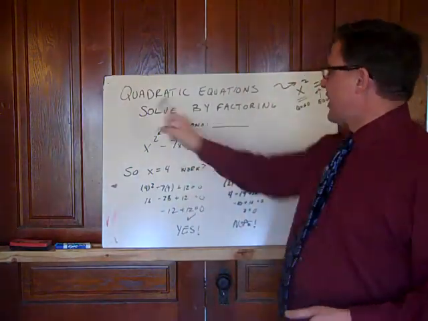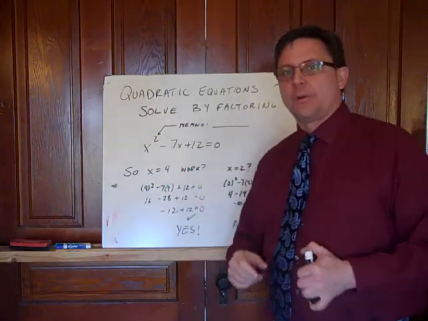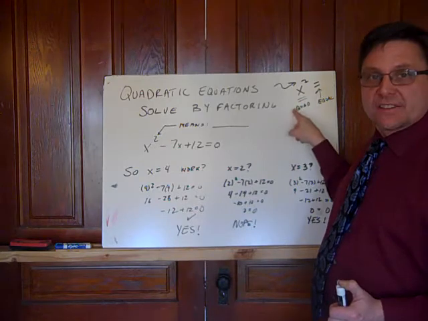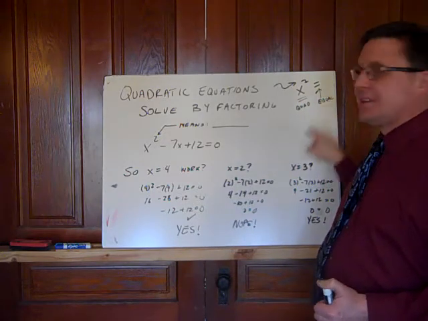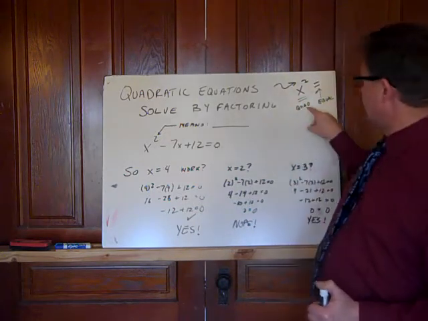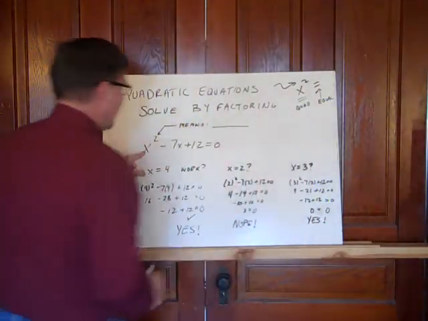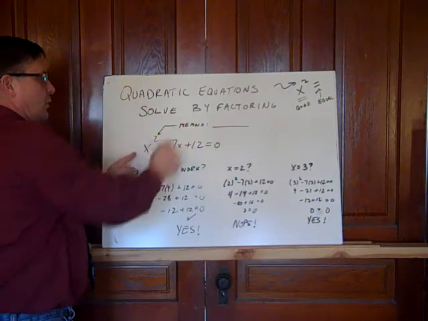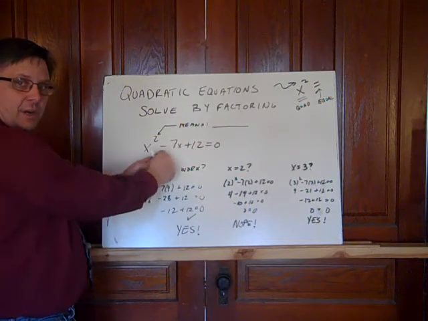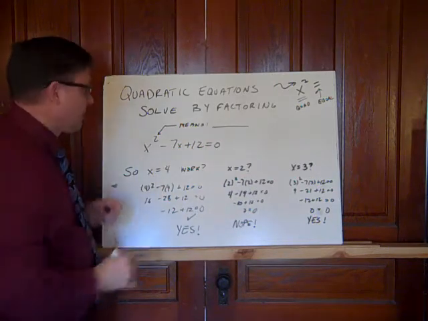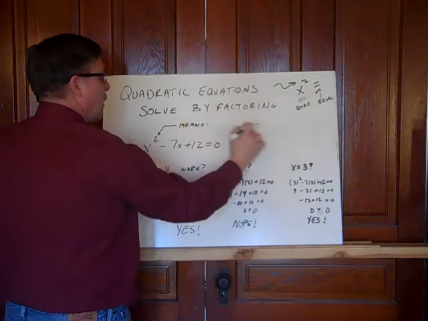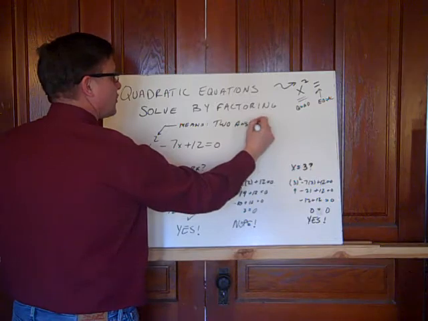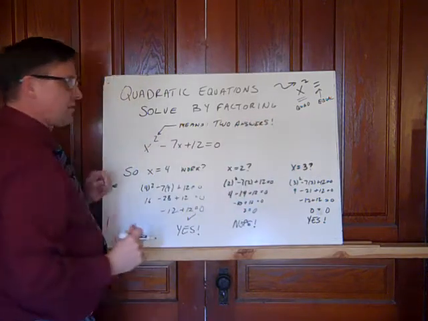Quadratic equations solved by factoring is our lesson. Again, quadratic equations means x squared. That's the quadratic. Equations means there's an equal sign, right? So quadratic equals. When we have x squared minus 7x plus 12 equals 0, this is a quadratic equation. There's the equal sign, there's the x squared. You can have an x term, and that means there are two answers, two solutions.